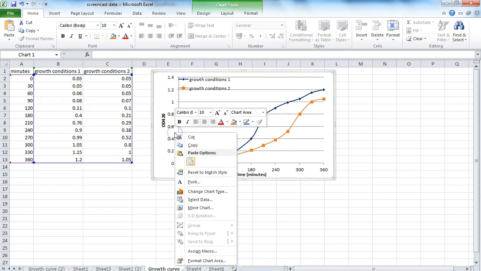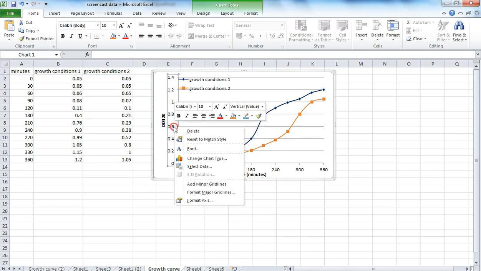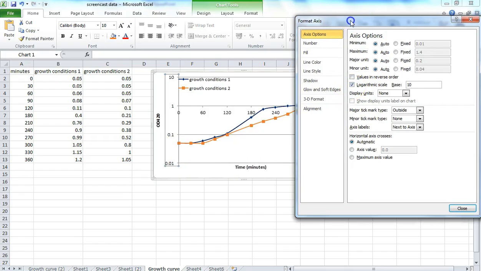I'm going to right click, and that didn't work, I apologise, do that again. So make sure you right click within the chart area, the axis area, otherwise it just clicks out of it. So format axis, I would like it to be on a logarithmic scale, please.